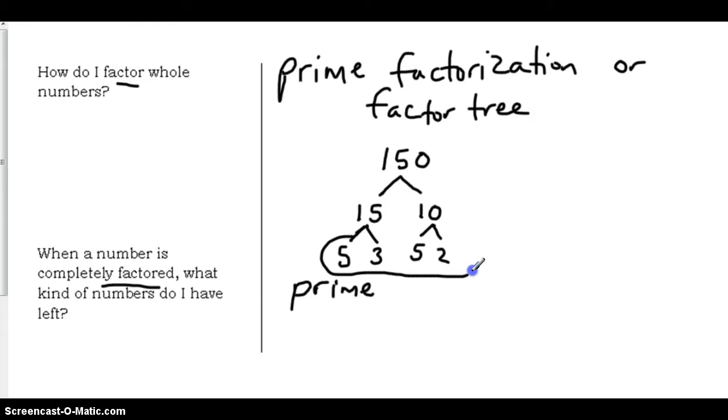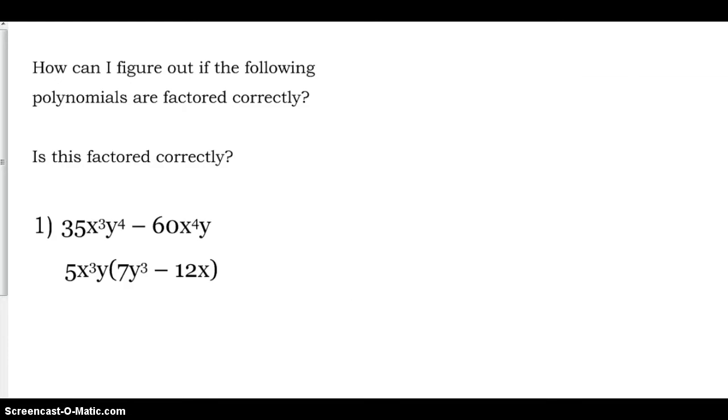So I've completed the prime factorization, and I can check by multiplying all my numbers. So 5 times 3 times 5 times 2 should equal 150. The way that we can determine if we factored correctly is to multiply to check.